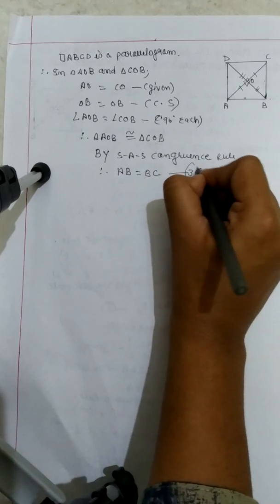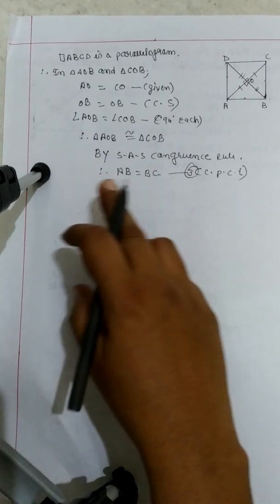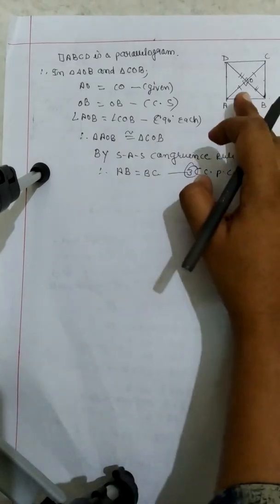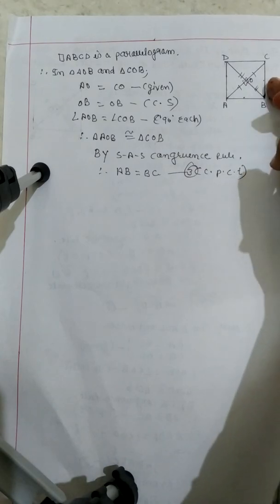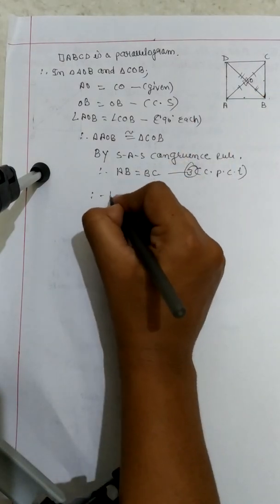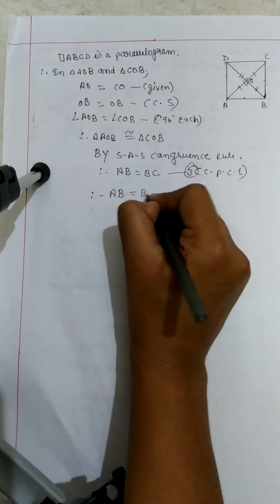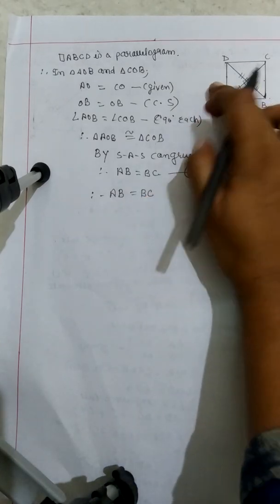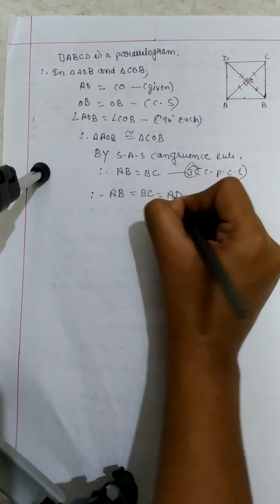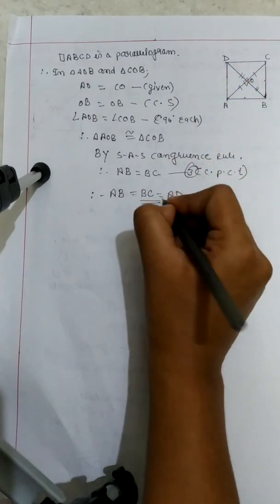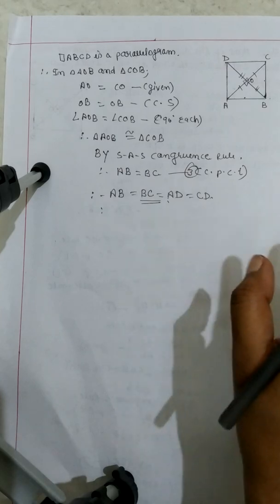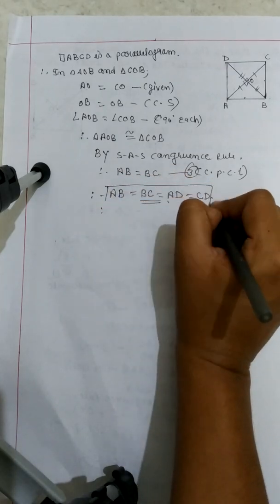So let me take this as equation 3. So from equations 1, 2 and 3: firstly, we said that ABCD is a parallelogram, so opposite sides are equal. Now I said that adjacent sides are equal. So from 1, 2 and 3, I can say AB is equal to BC, and we said that BC is equal to AD. And we also know that AB is equal to CD. So all the sides have been proved as equal. One part has been done, so one part we have proved.